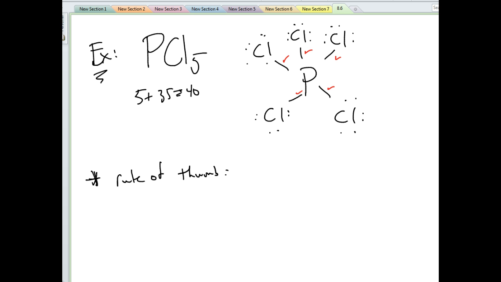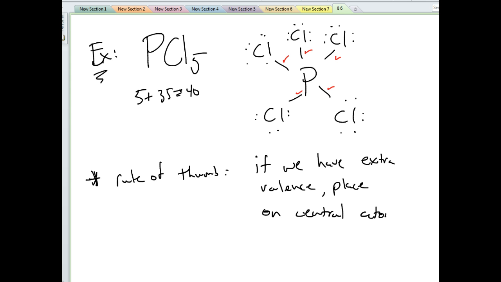There is a rule of thumb that occurs. Just a general rule: if we have extra valence electrons, we're just going to place them on the central atom. And that does happen occasionally.